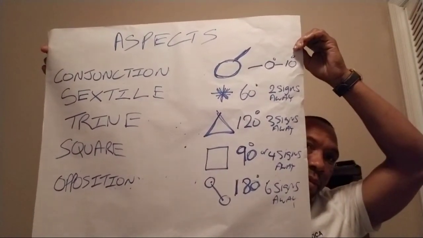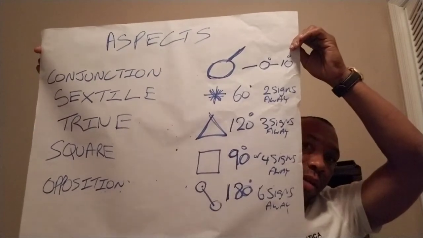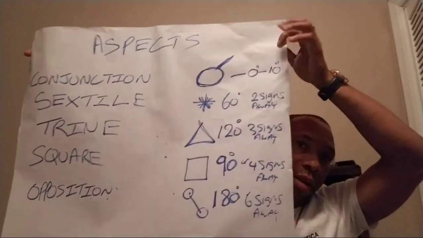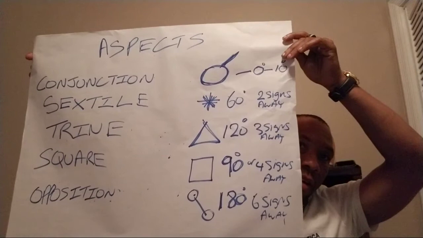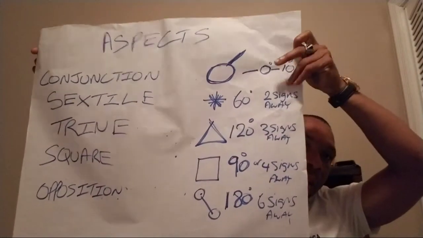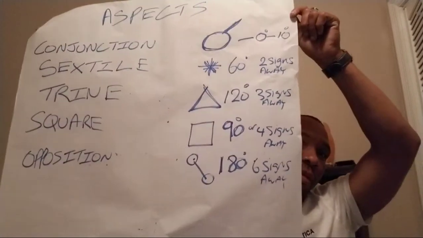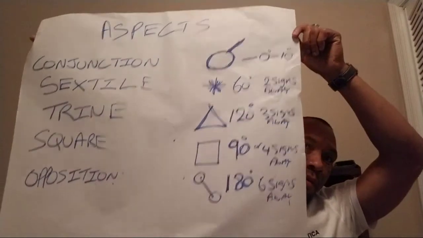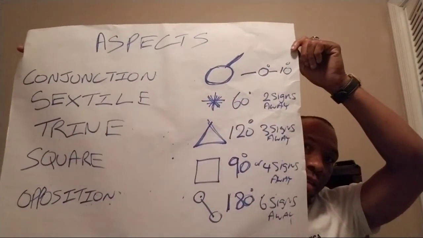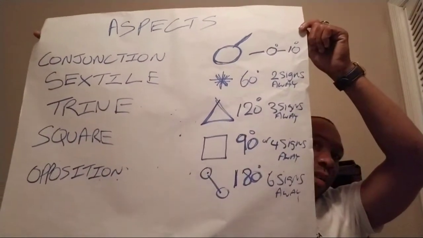All right, that's awesome. Okay, so these are the symbols here, and these are the degrees that they are. And these are how many signs apart they are. As you can see, you have, again, conjunction, sextile, trine, square, and opposition. All right?